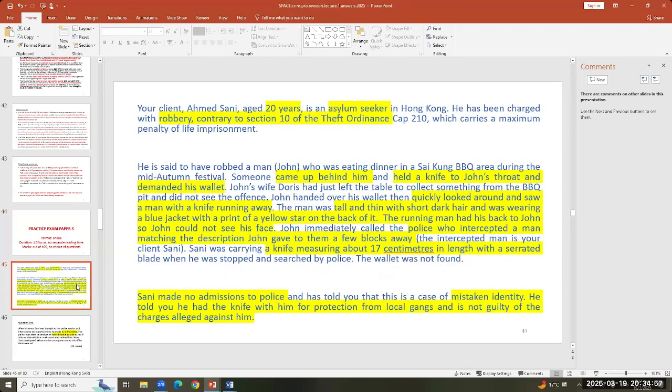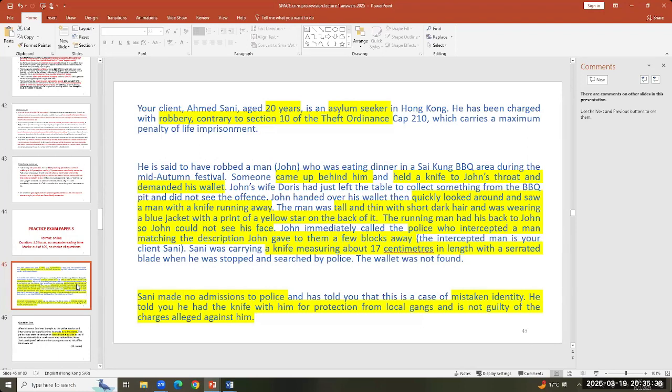All right, practice 3. Your client, Ahmed Sami, age 20, is an asylum seeker charged with robbery contrary to Section 10, maximum life imprisonment. He's said to have robbed a man, John, eating dinner in the barbecue area. Someone came up behind John, held a knife to his throat, demanded his wallet. Doris, his wife, had left and didn't see the offense. He handed over his wallet, quickly looked around, saw a man with a knife running away. Man was tall and thin, with short dark hair, wearing a blue jacket with the print of a yellow star. He had his back to John. John could not see his face.